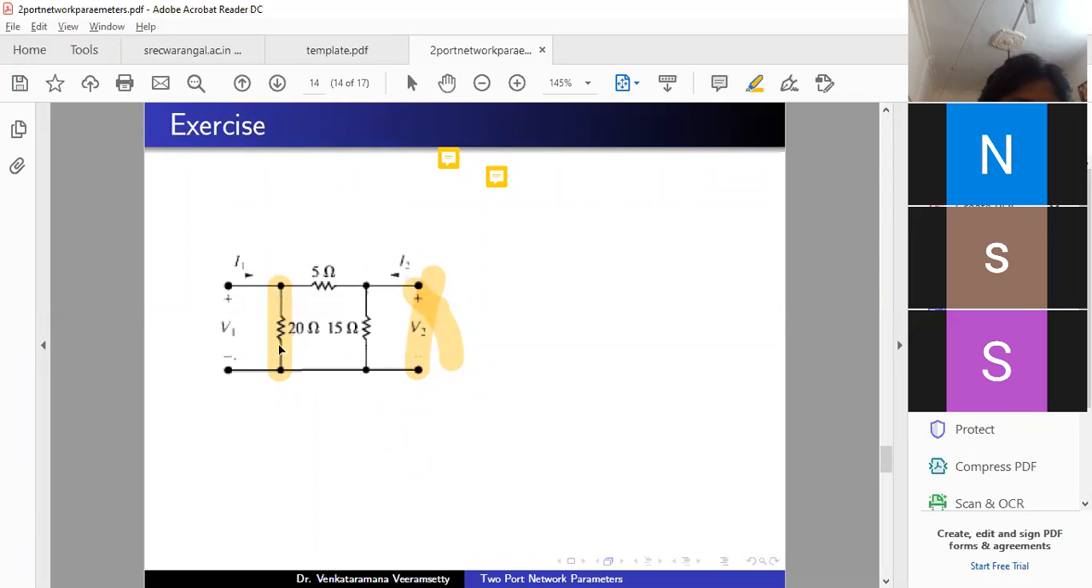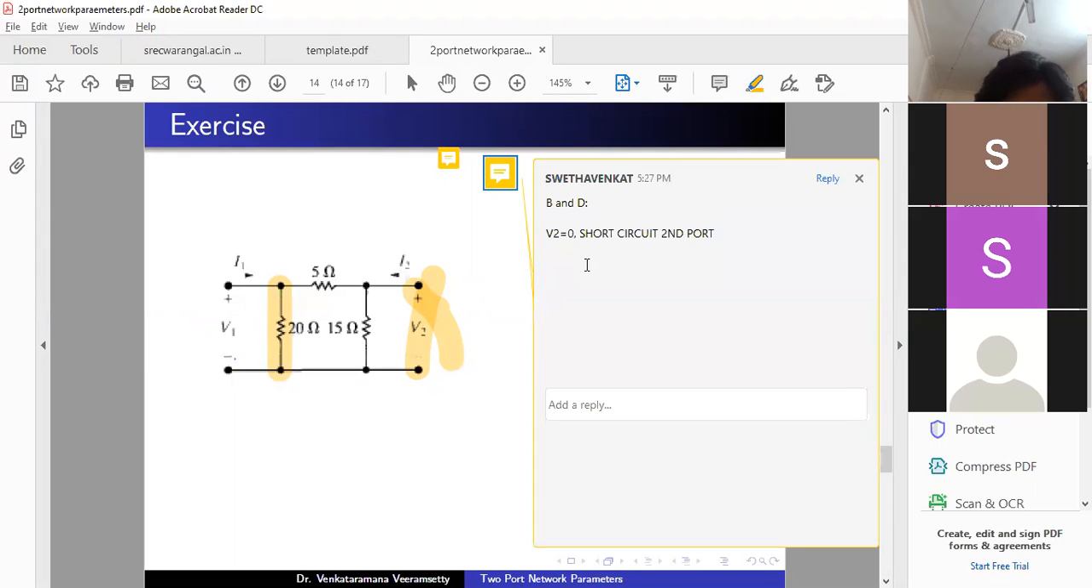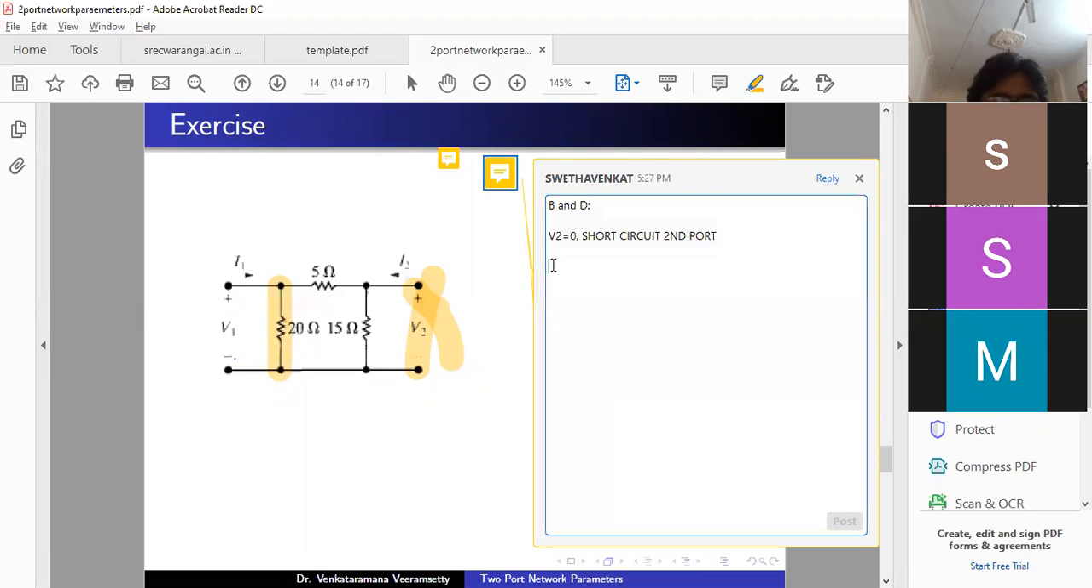Now your circuit contains only the 20 ohm resistance and the 5 ohm resistance. Are they in parallel or series? Parallel, yes. Because we forgot about the other one, these are the 20 ohm and the 5 ohm, so these two are in parallel. Equivalent resistance equals 20 into 5 divided by 20 plus 5, that's equal to 4 ohms. So R equivalent equals 4.